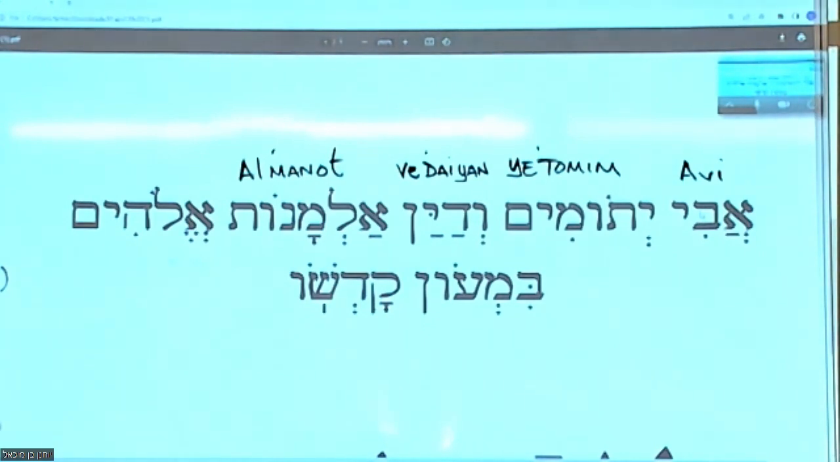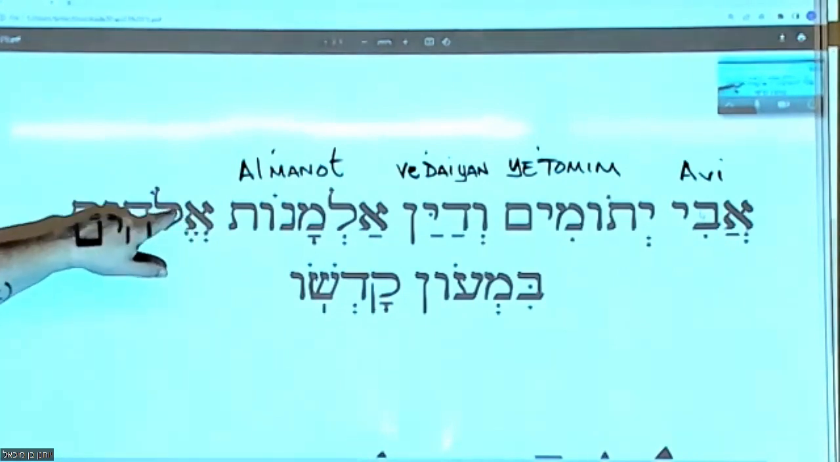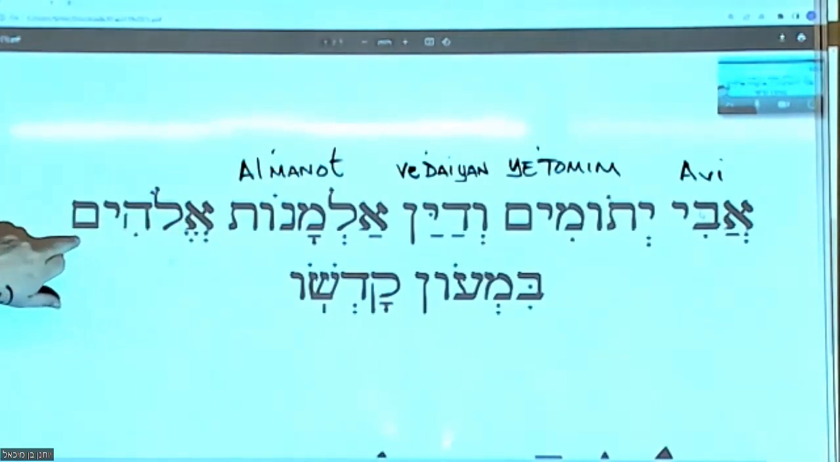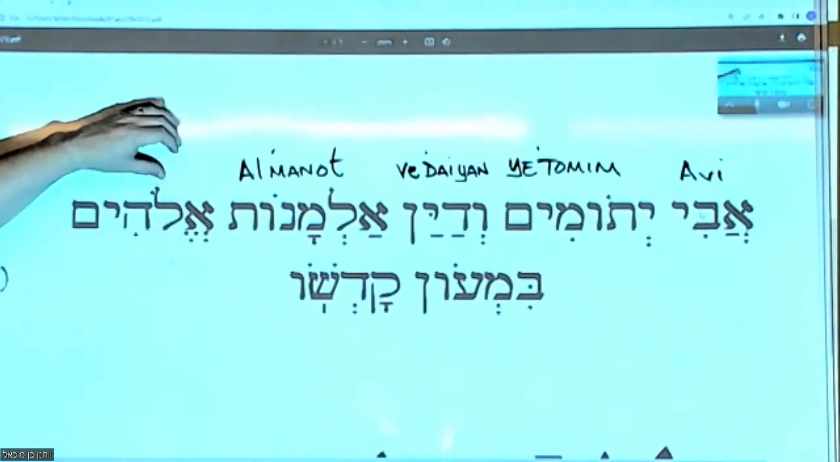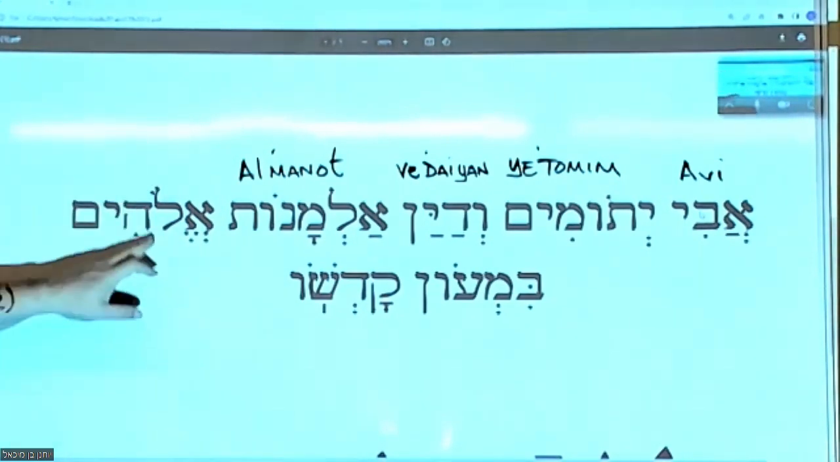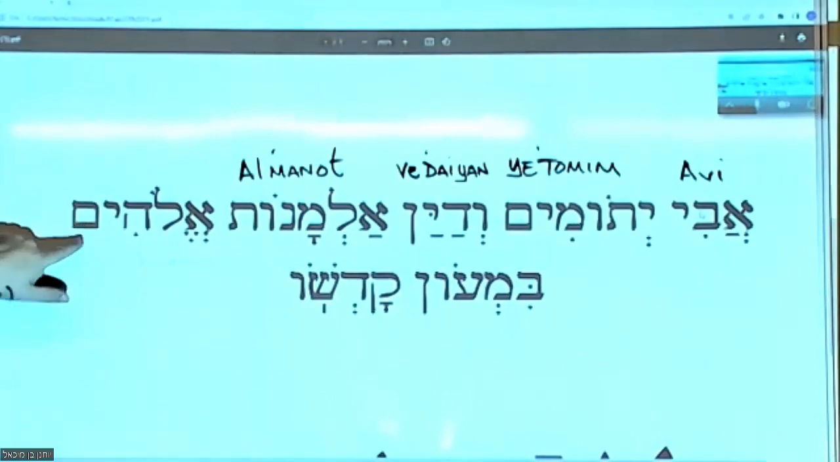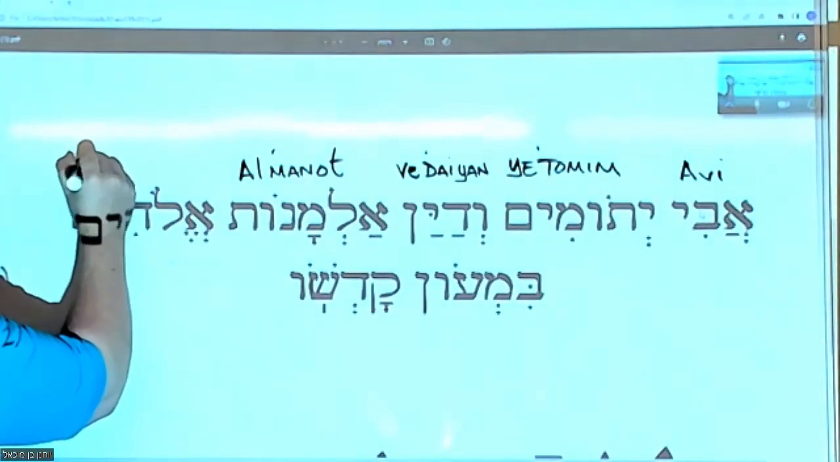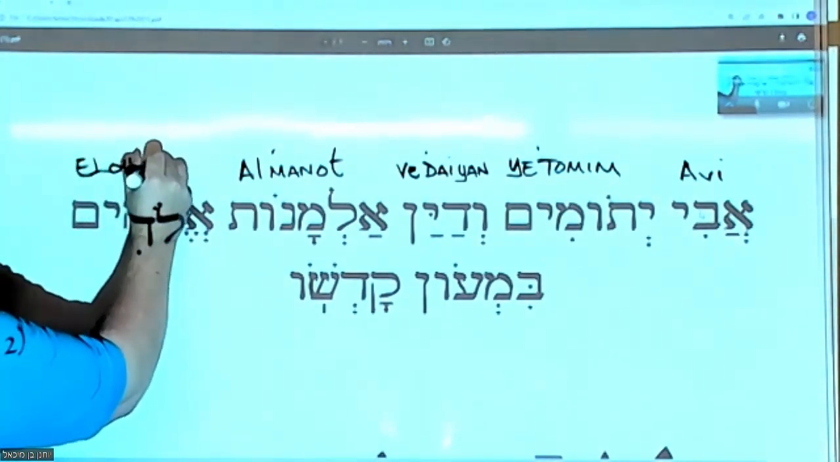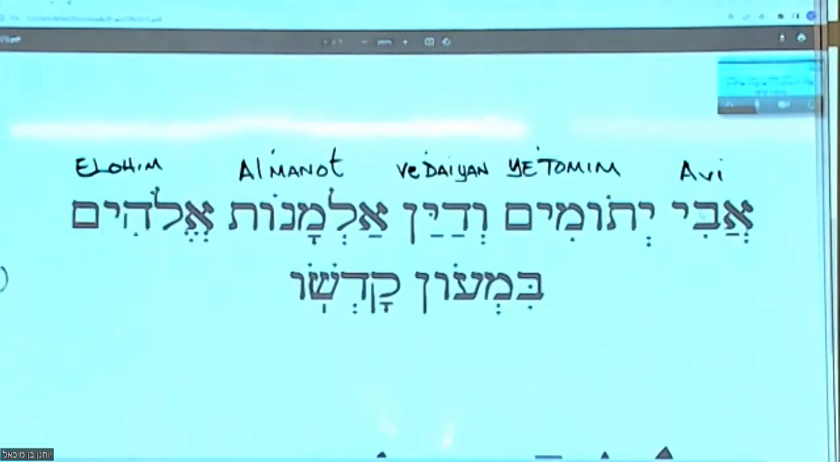All right. Avi yetomim v'dayan almanot. Now what do we have? What's this next word? Elohim, right? All right. This is a ketef segol, makes a quick E. We have lamed, pointed cholem, lo. And we have he, pointed chirik, with a yud and mem sofit. Im, him, Elohim. All right, what about our next word?